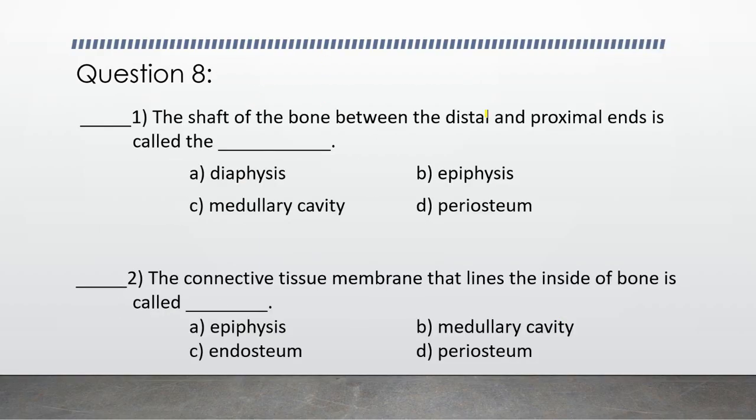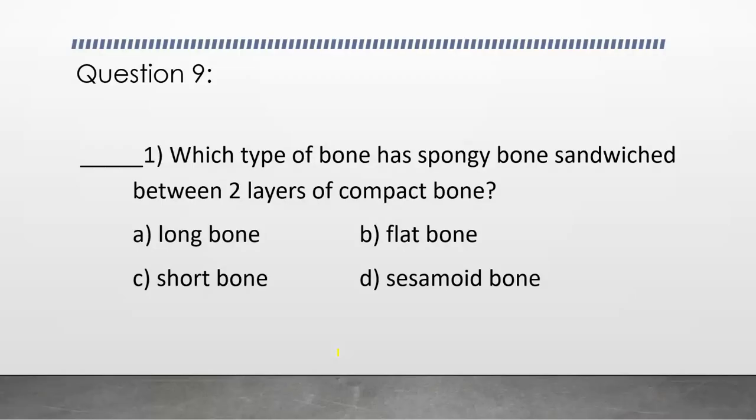All right, so the shaft of the bone between the distal and proximal ends is the diaphysis. And the connective tissue membrane that lines the inside, this is the key, the inside would be the endosteum. Which type of bone has spongy bone sandwiched between two layers? The sandwiching is what you will find in a flat bone.